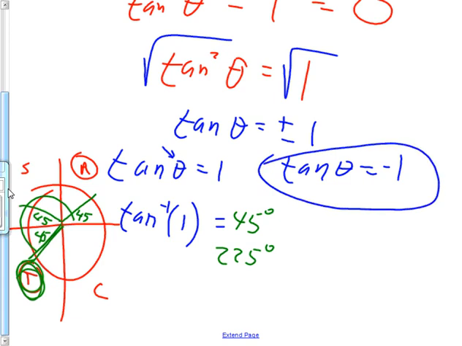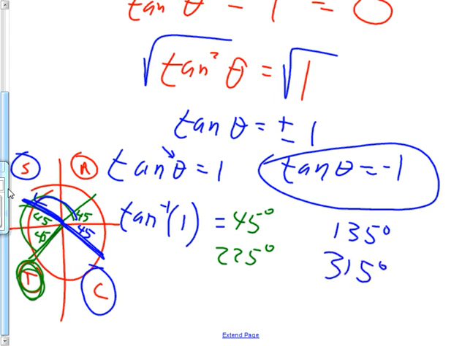For this part, where's tangent negative? It's negative here and here. So here's this one, which would be 135. And there's this one, which is 360 minus the 45. See how there's 4 answers to that? Okay, you didn't waste your time if you did that. Now you have done one of your homework problems. All right.